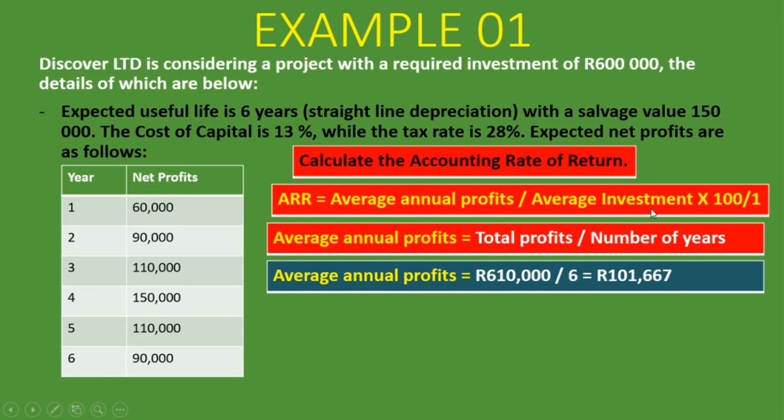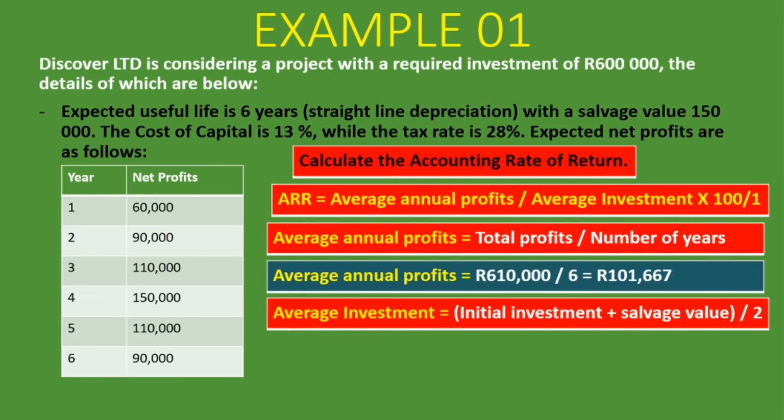How do we get average investment? Well, let's remind ourselves, it's the initial investment required plus the salvage value, if we have any, and divide that by 2. So let's look at our information again. We are told that the project requires the investment of 600,000 rand. So we already have our initial investment of 600,000 rand.